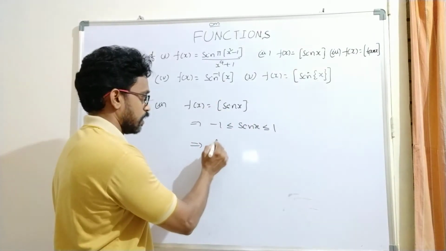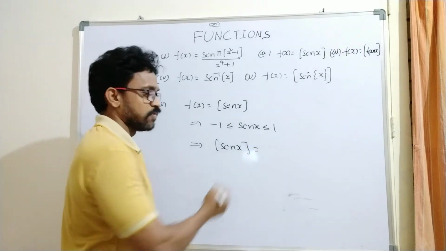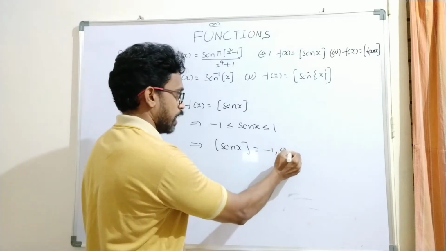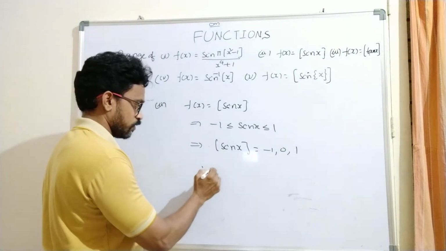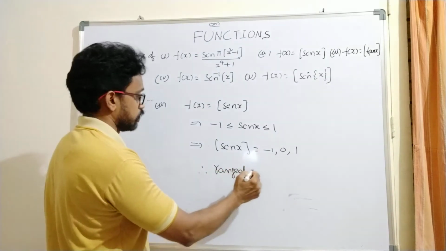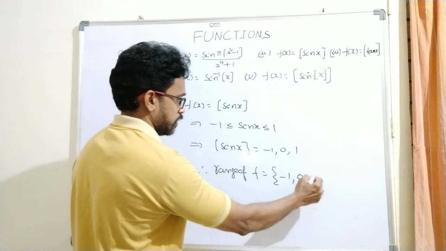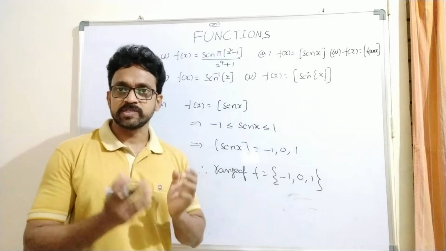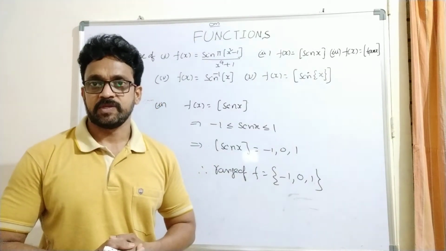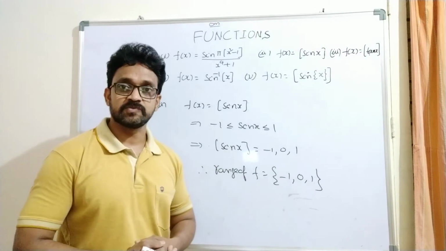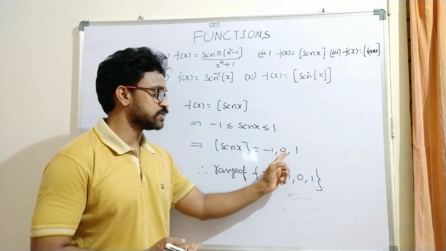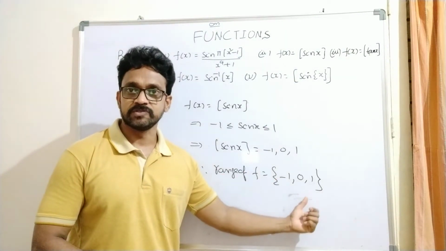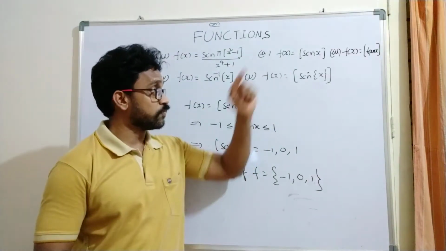Then you can easily identify what [sin x] is equal to. The possible integers, what are they? Minus 1, 0 and 1. Therefore the range of f is the set of minus 1, 0, 1, because sin x values are from minus 1 to 1. The possible values for [sin x] are minus 1, 0, 1. That's why the range of the given function is the set {minus 1, 0, 1}. Very clear. Now I go for the next one.